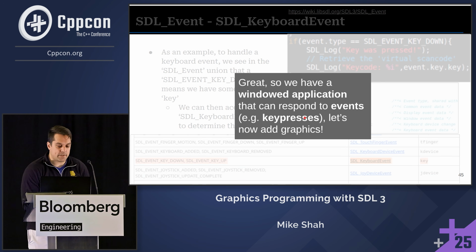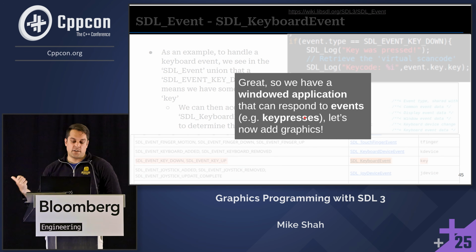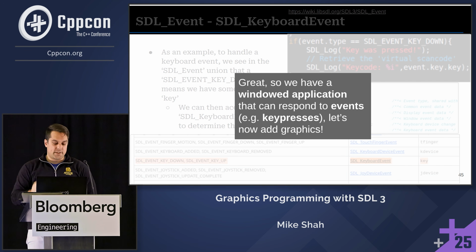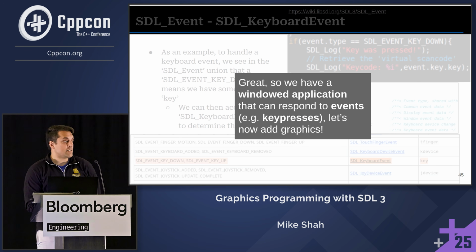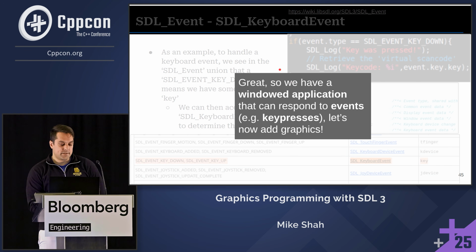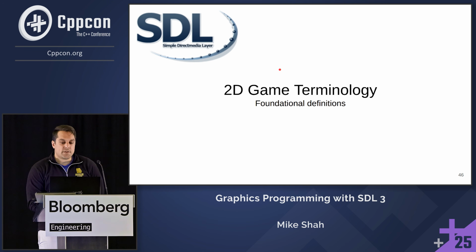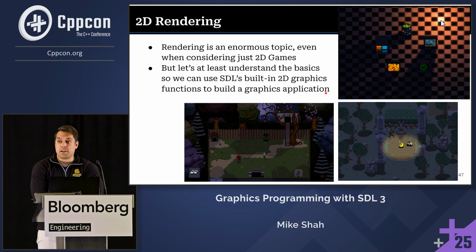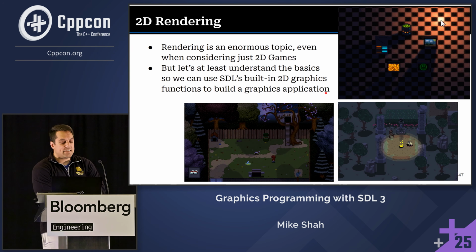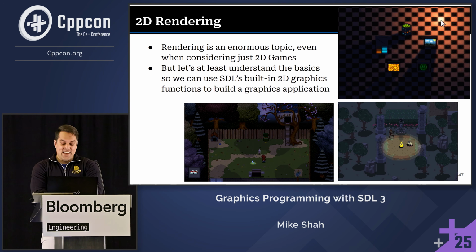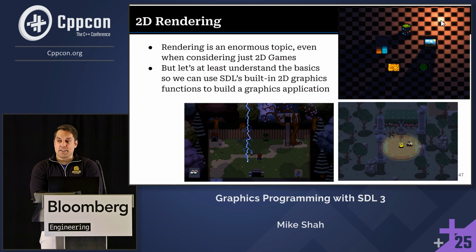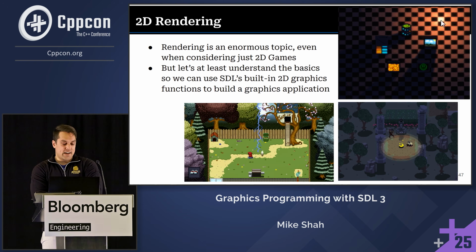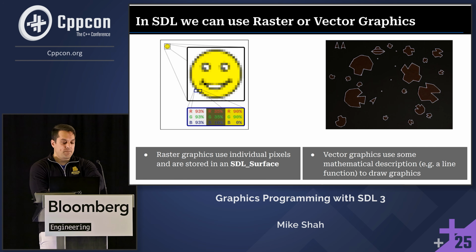Okay, great. So with that, we have a windowed application. We can respond to events, key presses. I'll test it out in a moment here. Let's start to get to the exciting stuff and add some graphics. All right, now, again, just to give a little primer on some game terminology. I mean, 2D rendering and graphics is a pretty big topic. 3D is probably even bigger, right? It contains all that other stuff with it. But let's at least get some of the basics here, just to carry you along, and they can see how it maps to the SDL terminology.